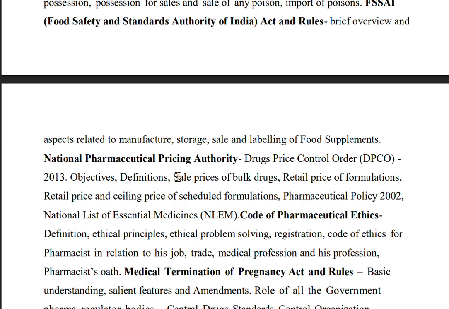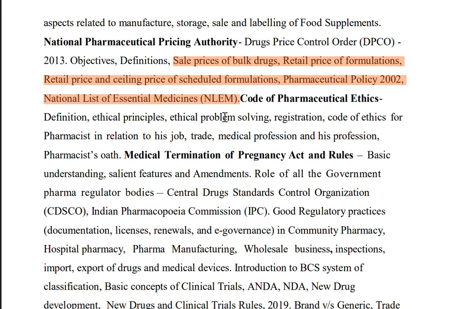What is the sale of bulk price, retail price formulation? There are some formulas for fixing the price of pharmaceutical products. For retail price there may be some formula, and for bulk wholesale it has some other formulas. And then the Code of Pharmaceutical Ethics: definition, ethical principles, and registration with respect to job, trade, and medical professions.